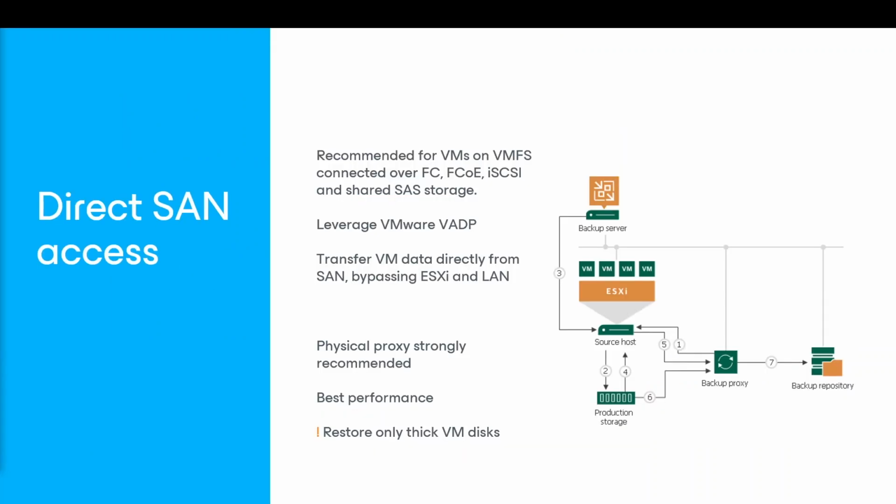The first one, direct SAN access. This is recommended for VMs on a VMFS volume connected over Fiber Channel, Fiber Channel over Ethernet, iSCSI, and shared SAS storage. So remember, mainly Fiber Channel and iSCSI. Here we leverage the VMware VADP. The advantage of this method is that we transfer the VM data directly from the SAN. So we bypass the LAN, we bypass the ESXi host. The proxy talks directly to the production storage.